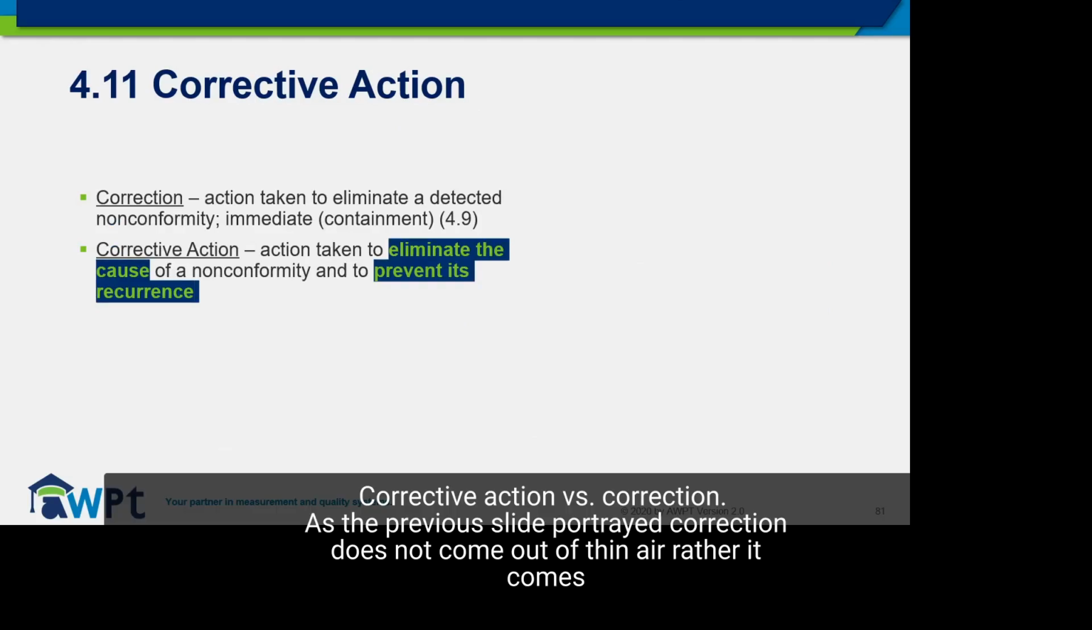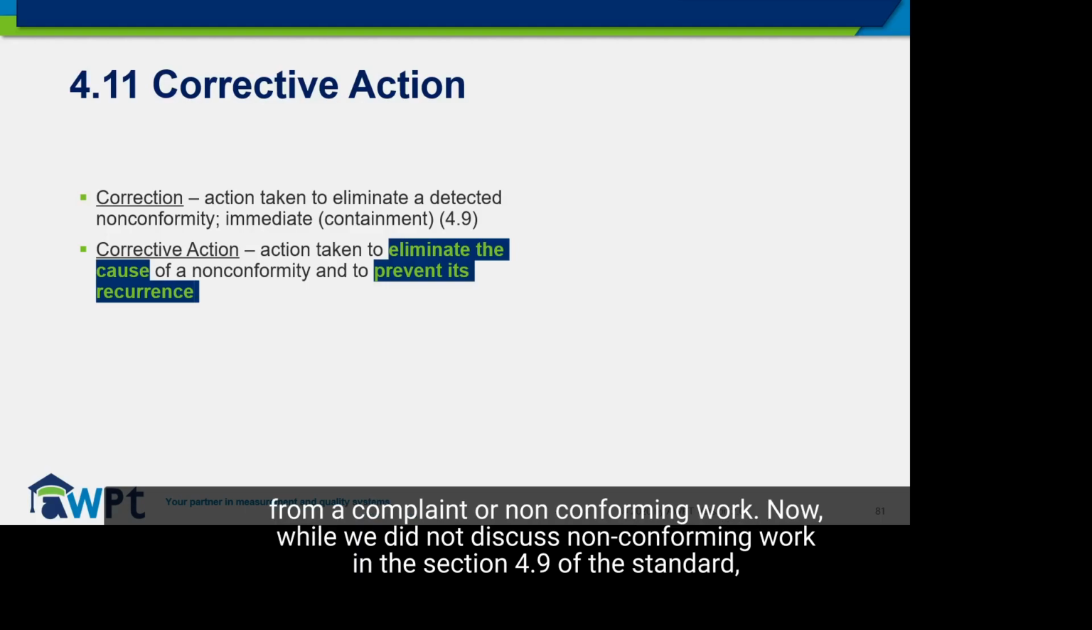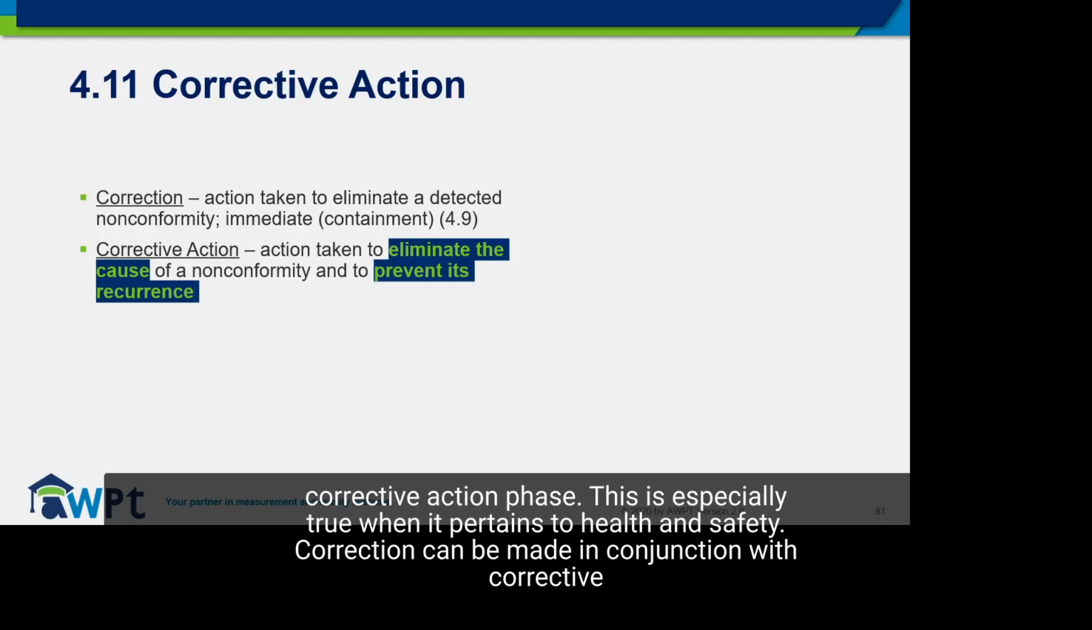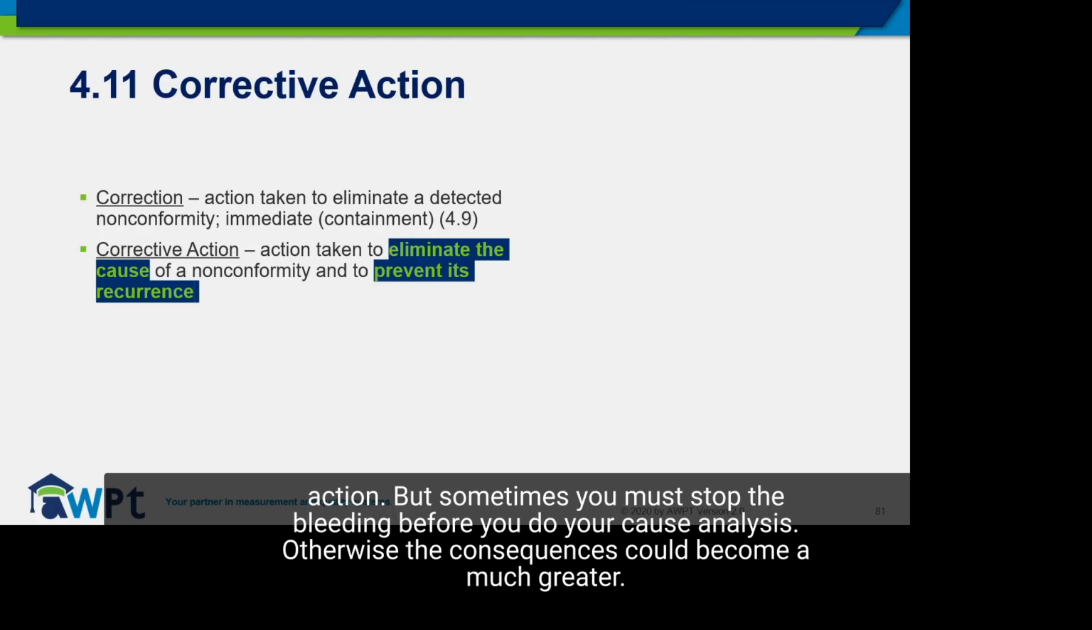Corrective action versus correction. Correction is what the previous slide portrayed. Correction does not come out of thin air. It comes from a complaint or non-conforming work. Now, while we did not discuss non-conforming work in section 4.9 of the standard, sometimes stopping the work, fixing or immediately correcting the issue, and evaluating the impact is very important before we arrive at the corrective action phase. This is especially true when it pertains to health and safety. Correction can be made in conjunction with corrective action, but sometimes you must stop the bleeding before you do your cause analysis, otherwise the consequences could become much greater.